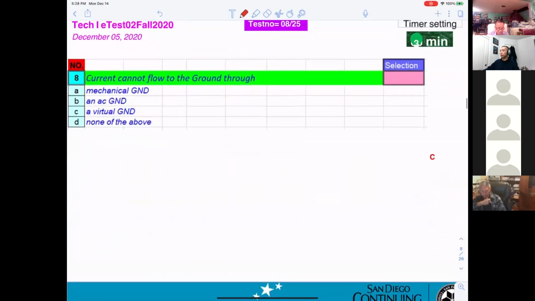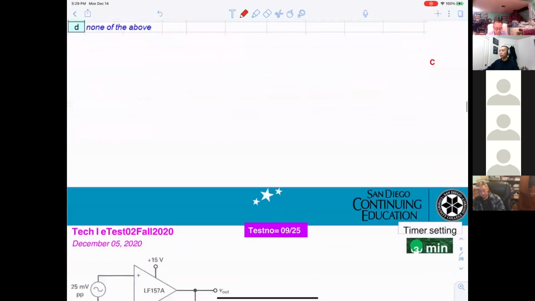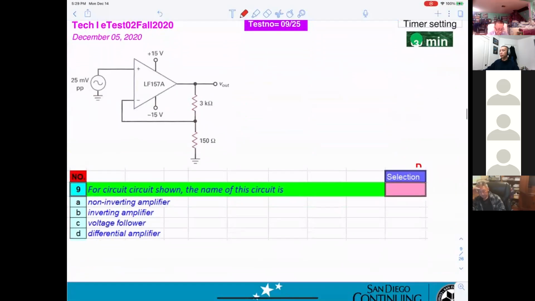Number 8. Current cannot flow through the root. True. C. I got C. Virtual root. Otherwise, in the inverting amplifier, current would go to the root, but they go to the virtual root, they cannot go to the root. Okay, for the circuit here, what is the name? Easy one. A. Hey.